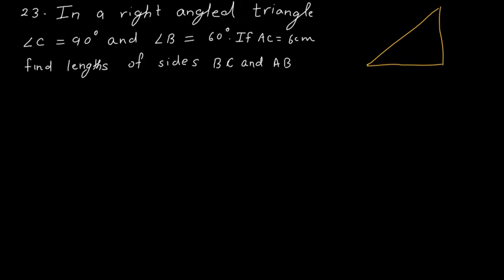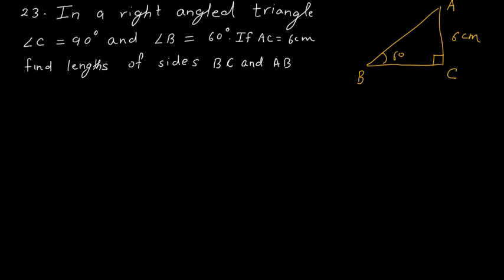In a right angle triangle, angle C is 90 degrees. Angle B is 60 degrees. Let us consider this as angle B, which is 60 degrees, and this as A. AC is 6 centimeters. Find the length of sides BC and AB. So we have to find BC and AB both.